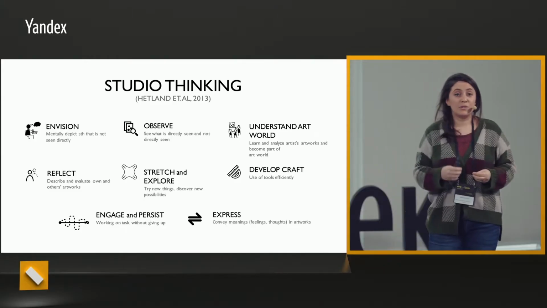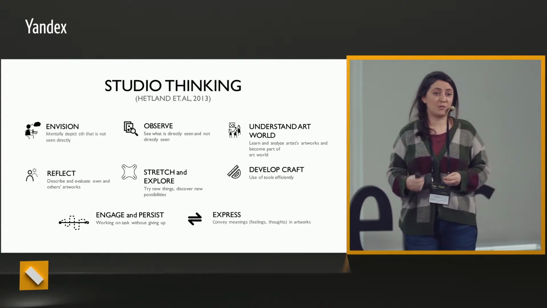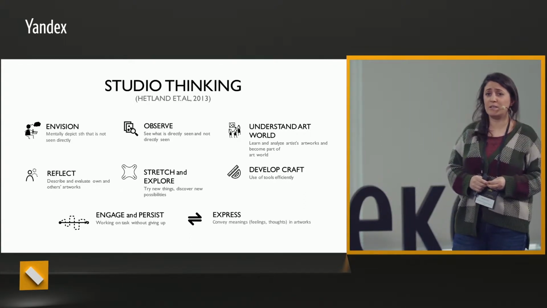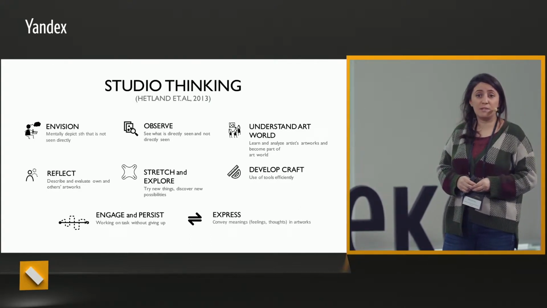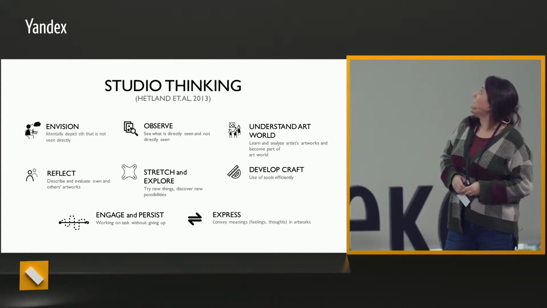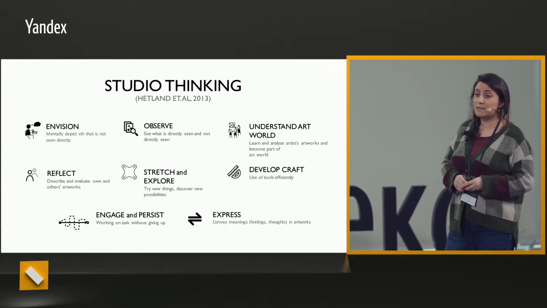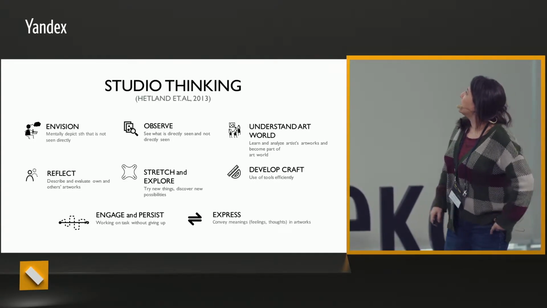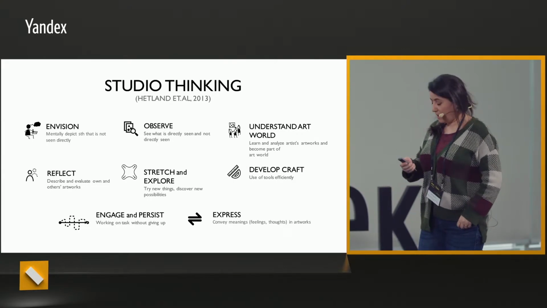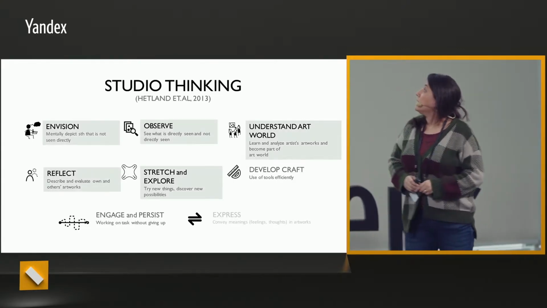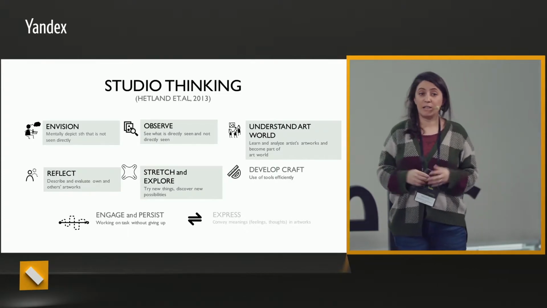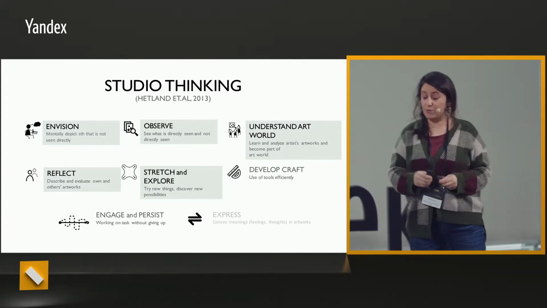Let me explain briefly this framework. This framework was proposed at the Harvard Project Zero and described as thinking dispositions that teachers intend to teach in visual art studios. They identified 8 thinking dispositions: envision, observe, understand artwork, reflect, stretch and explore, develop crafts, engage and persist, and express. In the current study, the highlighted thinking dispositions were dominantly used.